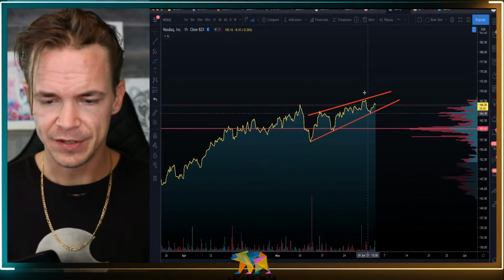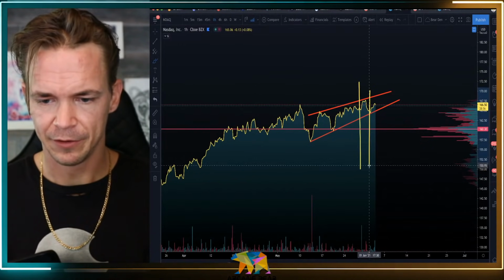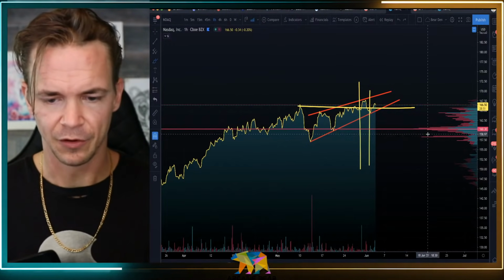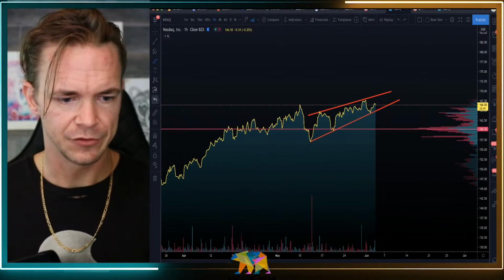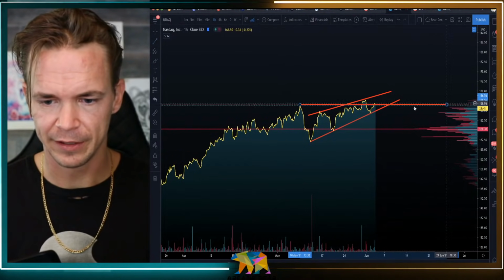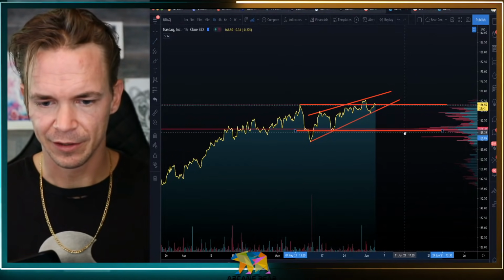But we do see what could very easily be another distributional pattern within the NASDAQ itself. So I apologize for the childlike drawings. I've been studying this stuff for so long, I usually don't take the time to draw it out perfectly. Let's just do it, give it a little bit more time here.